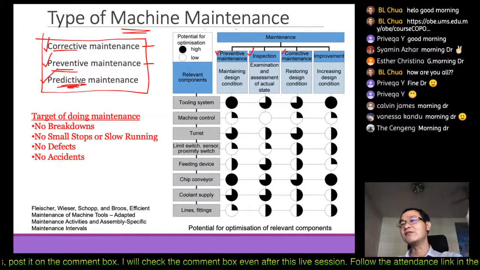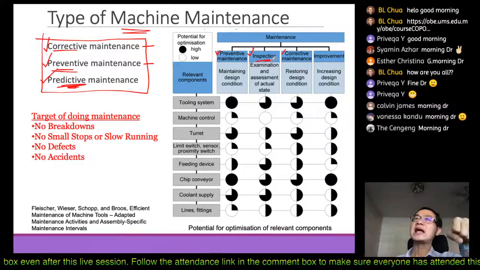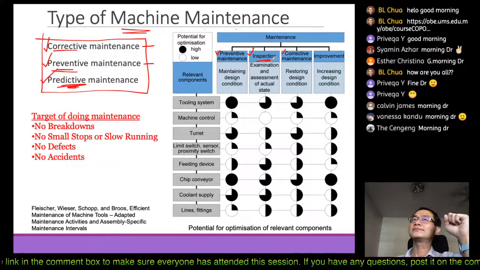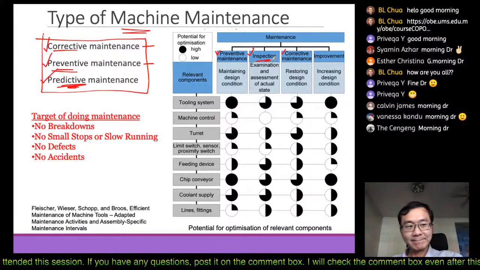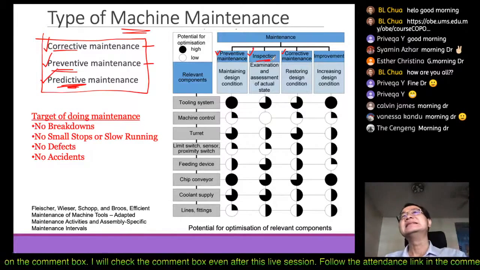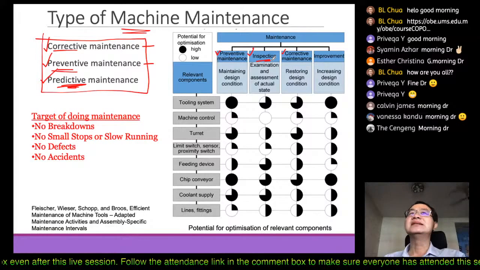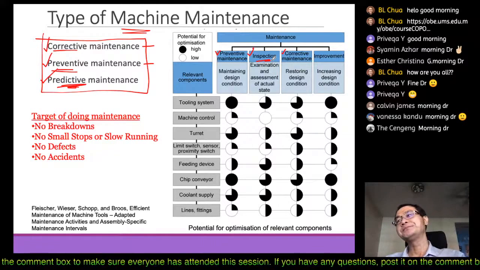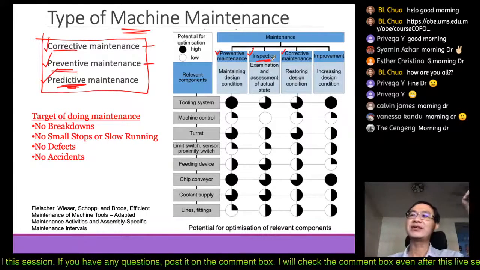For the predictive type, we call it the inspection type. So this type of predictive maintenance is, how would I say, technically more demanding. It may require more technical knowledge to predict whether the part or component will come to be faulty or not. Right, so this is predictive maintenance.